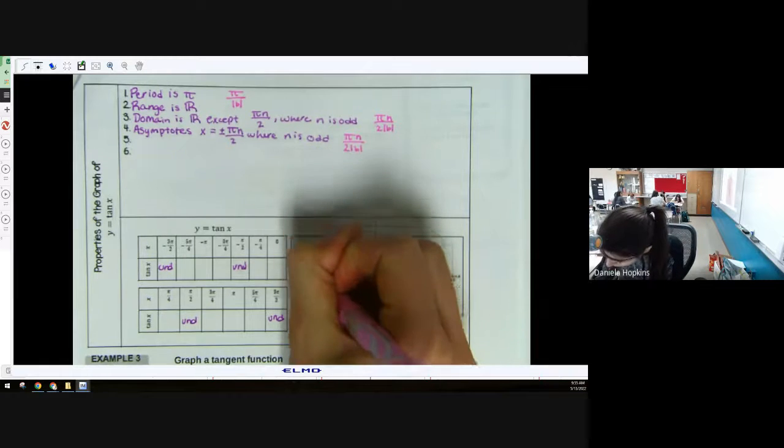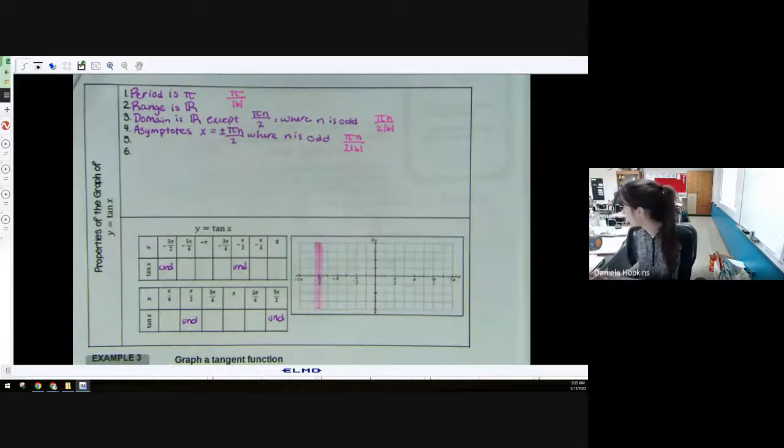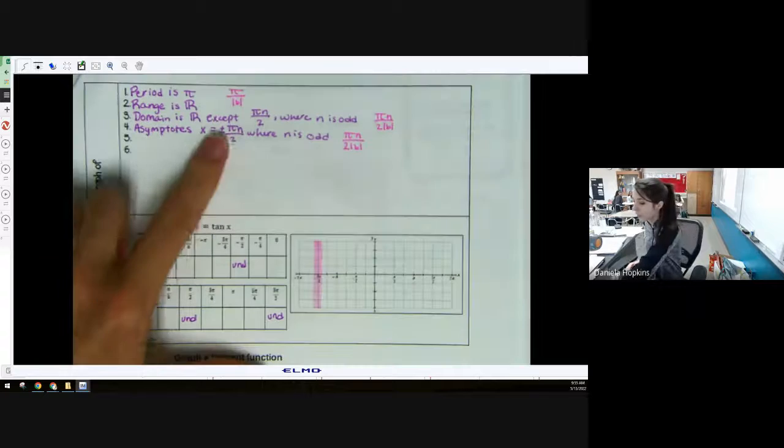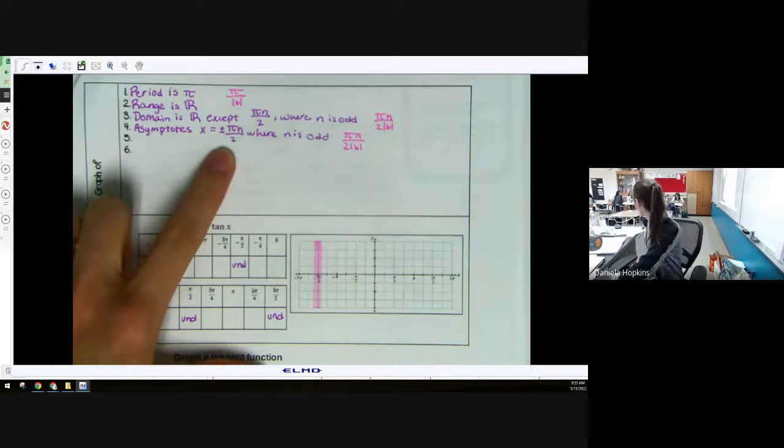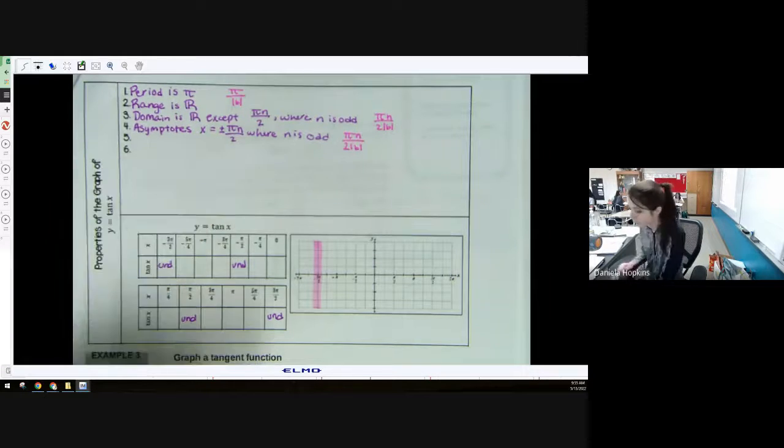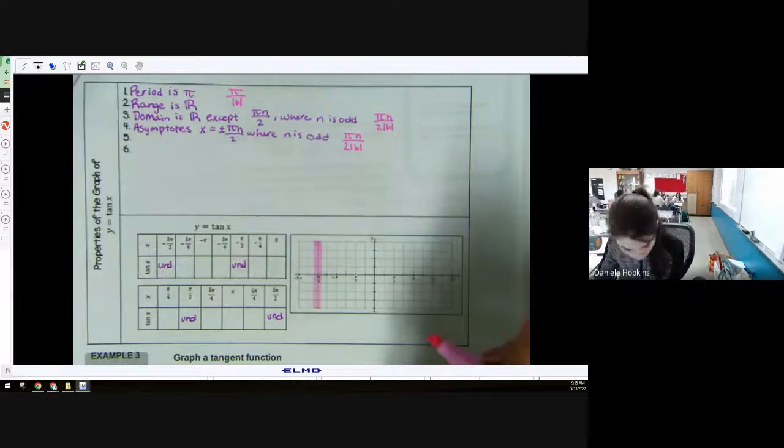What's n? N is just an odd integer. Remember, there's an infinite number of asymptotes, so you have to plug in different values of n. Except since it's odd, you're just going to plug in 1, 3, and so on, because there's an infinite number. If you just give a rule saying pi over 2, that means there's only one asymptote, which isn't true. Okay. Thank you.